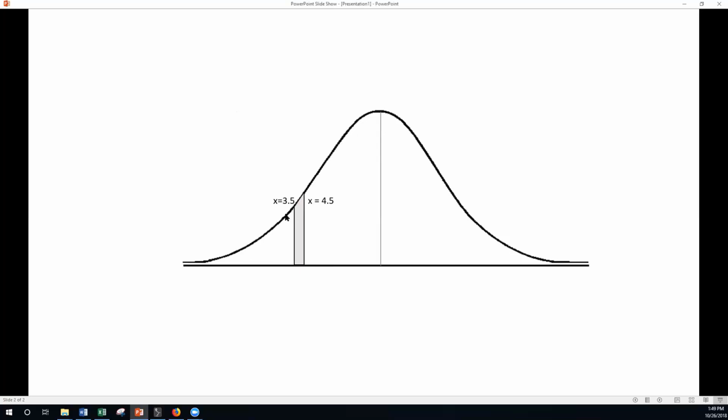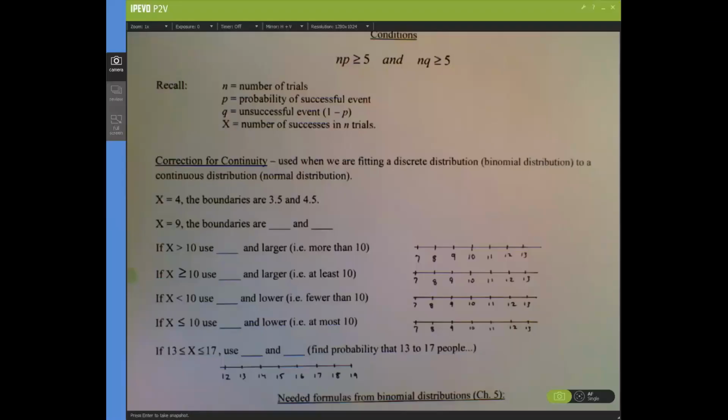Now the data point down here, 3, would go from 2.5 to 3.5. The data point 5 would go from 4.5 to 5.5, and so on. Okay, you can see right here, when x equals 4, the correction for continuity uses the boundaries 3.5 and 4.5.